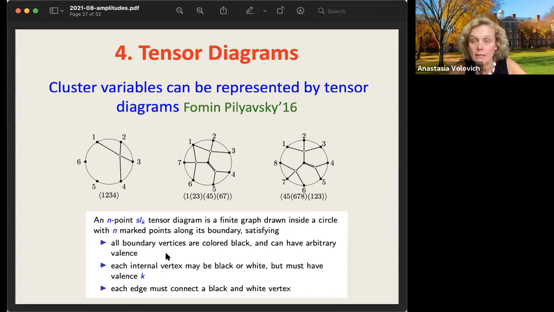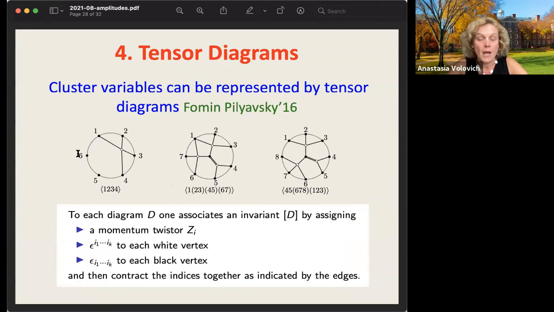So we'll be talking about SL4, and SL3 is an example, and each edge must connect a black and white vertex. So these are known. So that's what these diagrams are. Now, to each diagram one can associate an invariant, so that you encode these cluster variables by these diagrams.